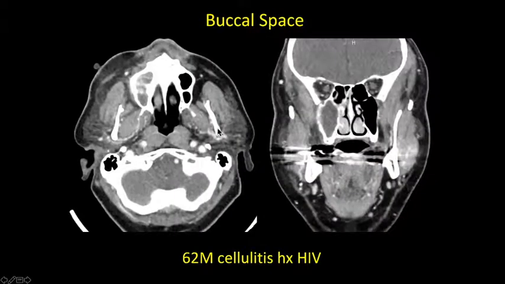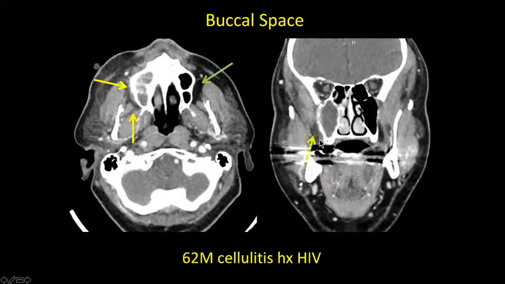Here's another patient, a history of HIV, and comes in for cellulitis. You can see that the right maxillary sinus is socked in. You're losing those normal fat planes in the right buccal space. You're losing the fat planes between the temporalis and the medial pterygoid muscle more posteriorly. Here's the green arrow showing you the normal buccal fat.